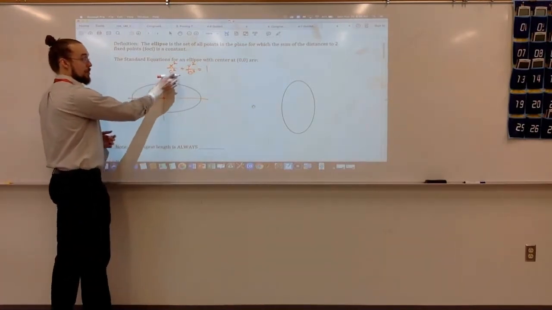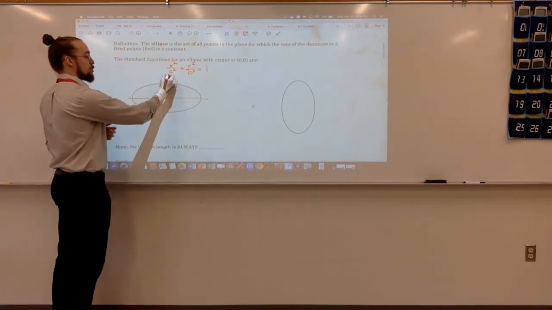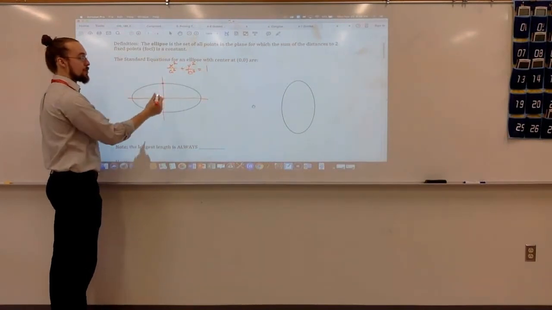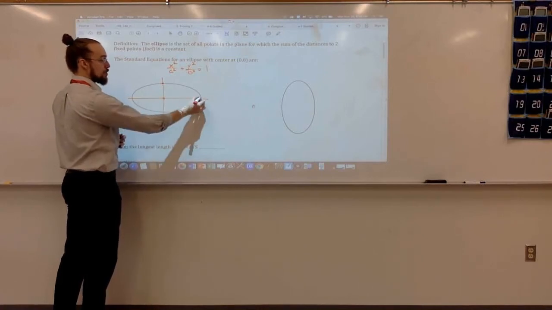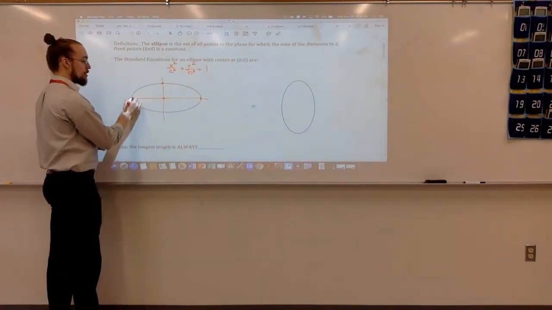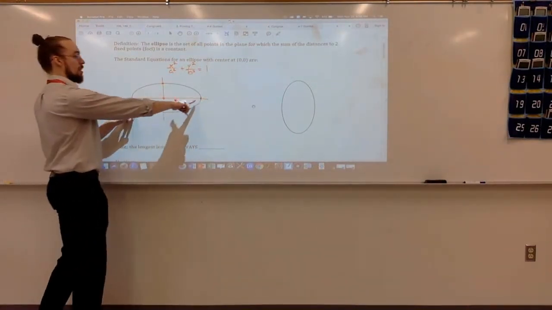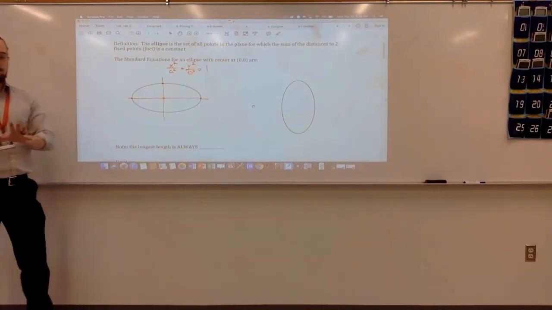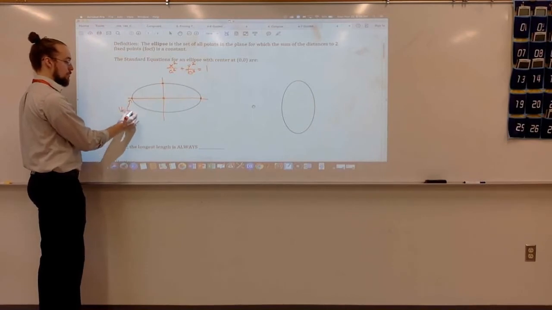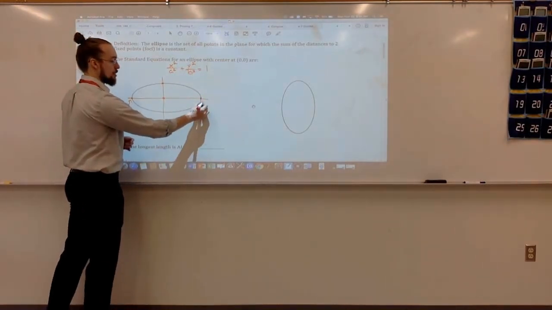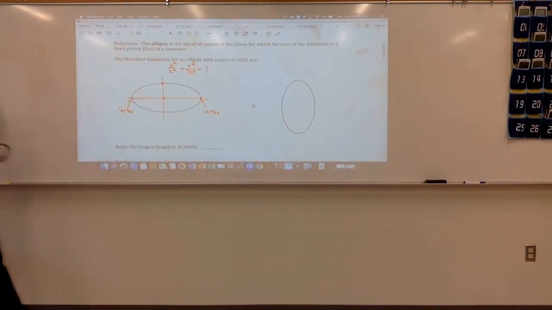Whatever the denominator of this first fraction is, if I take the square root of that, so the square root of a squared is just a, that gives me the distance from the center to each, we call these the vertices. They're the endpoints of the major axis. So there's a lot of vocab there, so let's label what's going on here. So the endpoints here, we say these are both vertices.